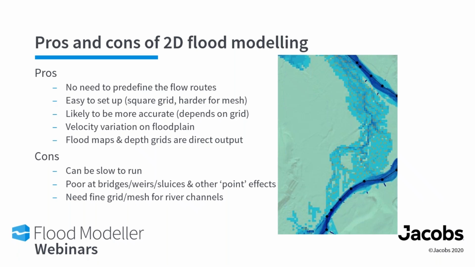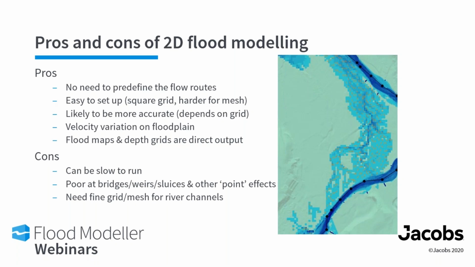Another type of 2D model is where you have a spatially varying mesh, so triangles all varying in size and direction. They're a bit harder to set up, and you need some tools to help you generate these meshes when you've got an irregular mesh.